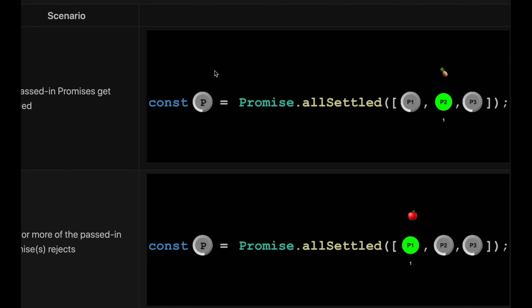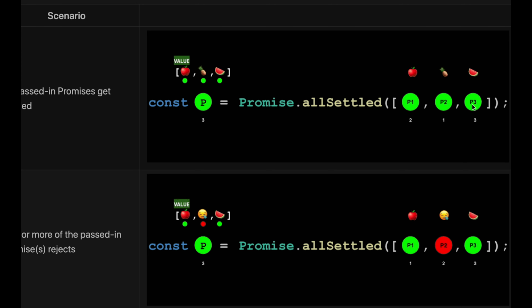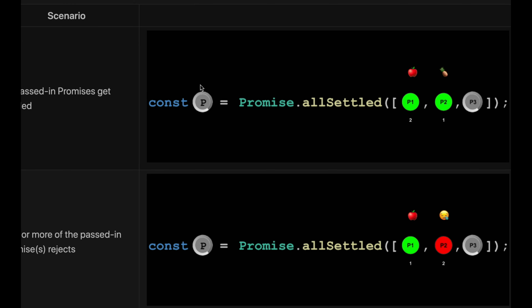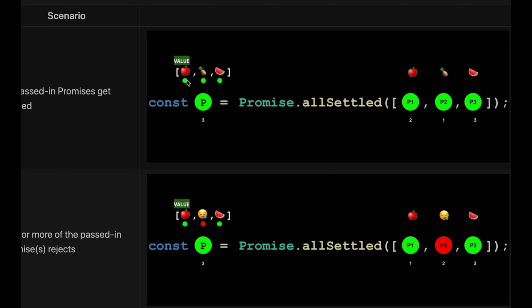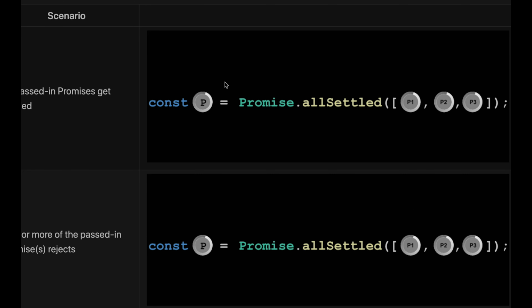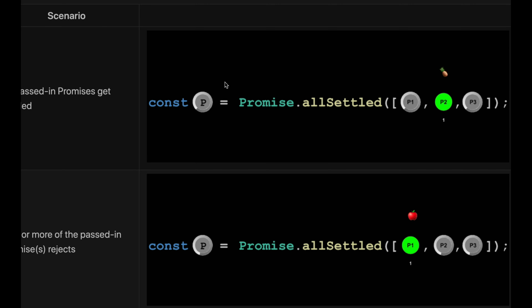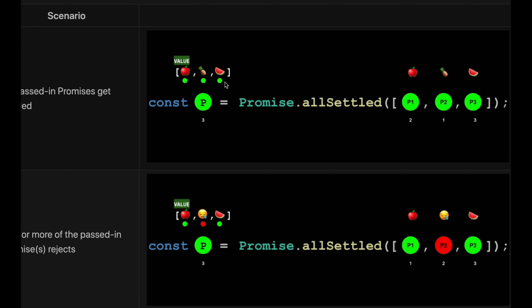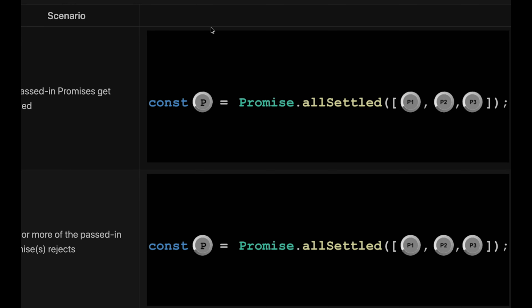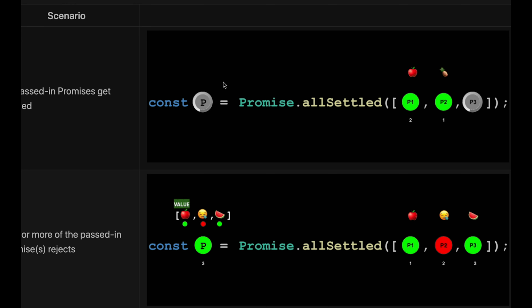Now if we take a closer look, we have P2 getting fulfilled first, and then P1, and then P3. Promise P, when it gets fulfilled, you can see the value along with the status. The green icons below represent the status. And to be clear again, the order of fulfillment or rejection does not matter at all when it comes to the order of the values in the promise P. The values appear in the exact same order as the promises that were passed in.